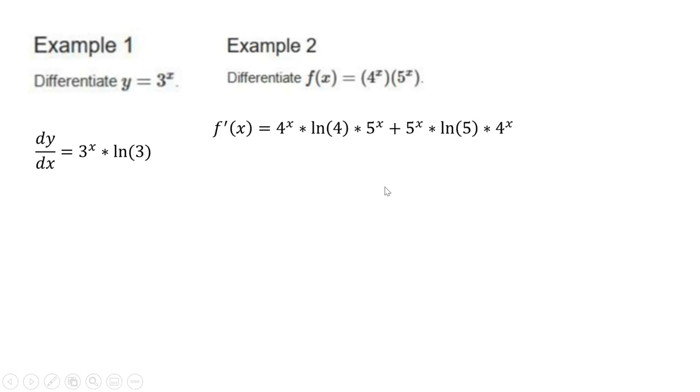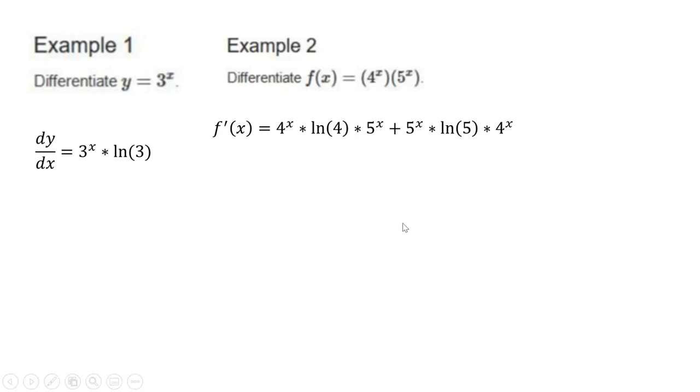Well, sort of. What we should be thinking is, isn't there a common factor between both of these? There's a 4 to the x here, there's a 4 to the x here, there's a 5 to the x here, there's a 5 to the x here. Isn't there a common factor? Okay, so Kushi is saying take out 20 to the 2x.